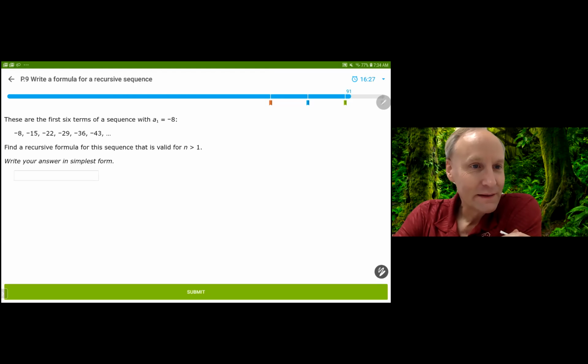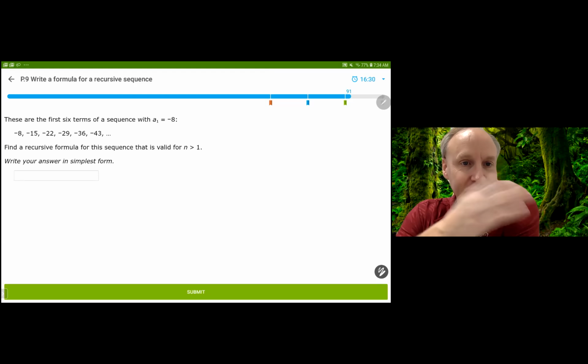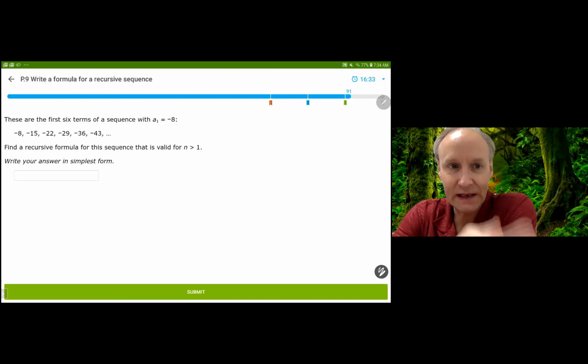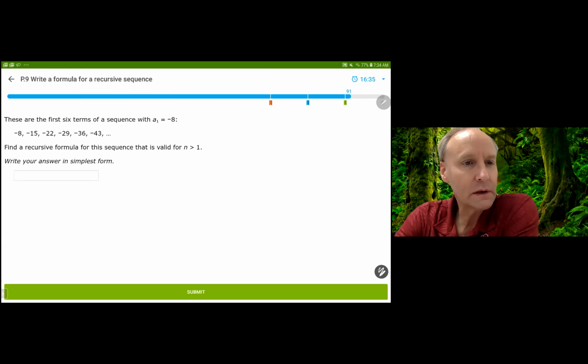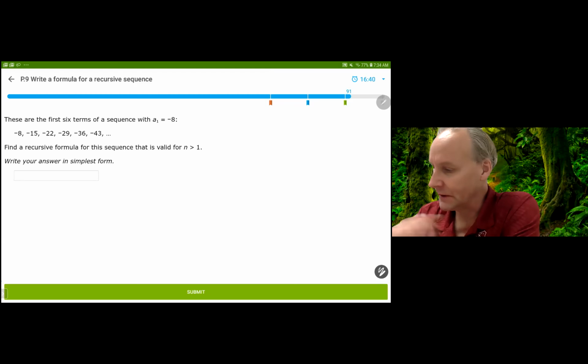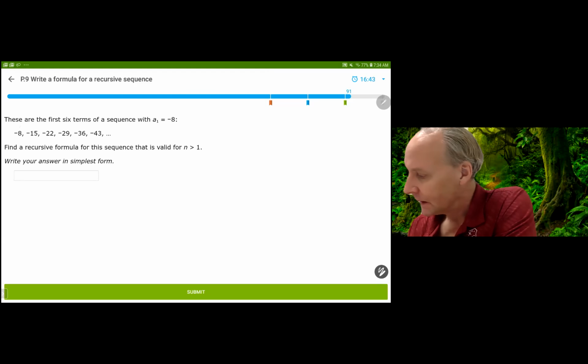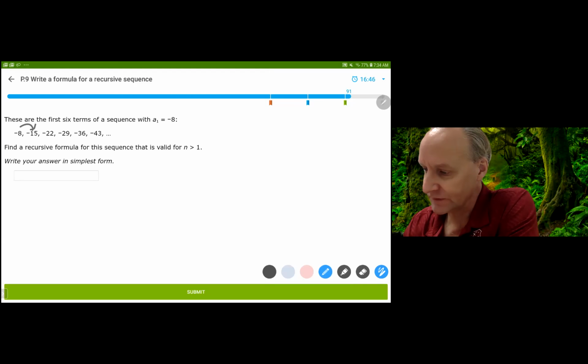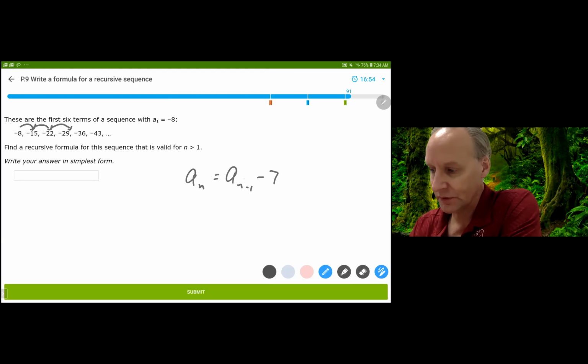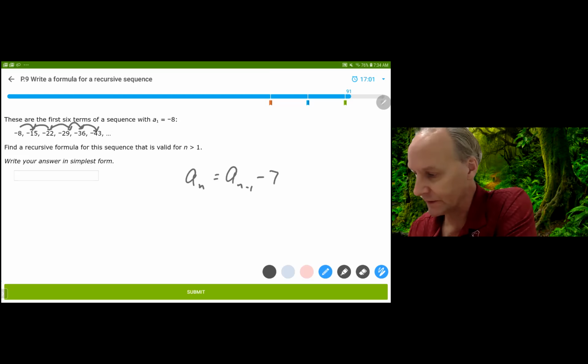All right. This one are all negative, so it's not an alternating negative situation. It's just negative. And it looks like we're subtracting 7, minus 7, minus 7, minus 7. Another way to think of that is adding a negative 7, which is the way I like to think of it. But it's going to be minus 7. So it's going to be a sub n equals a sub n minus 1 minus 7. We're subtracting 7, and hopefully you can see it through whichever pair, it doesn't matter. So there it is. I'll put it in.